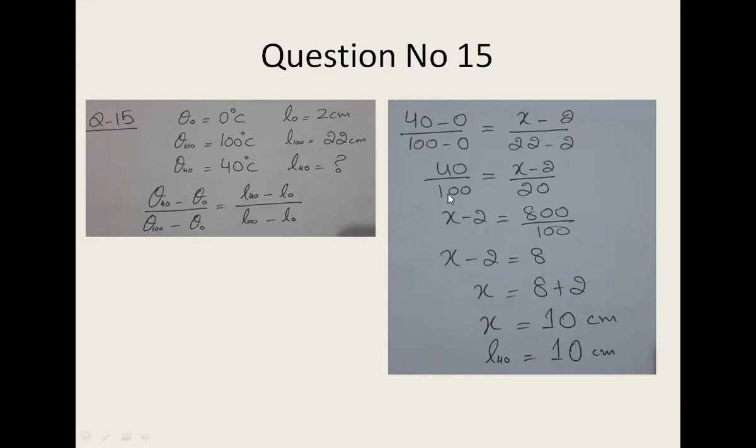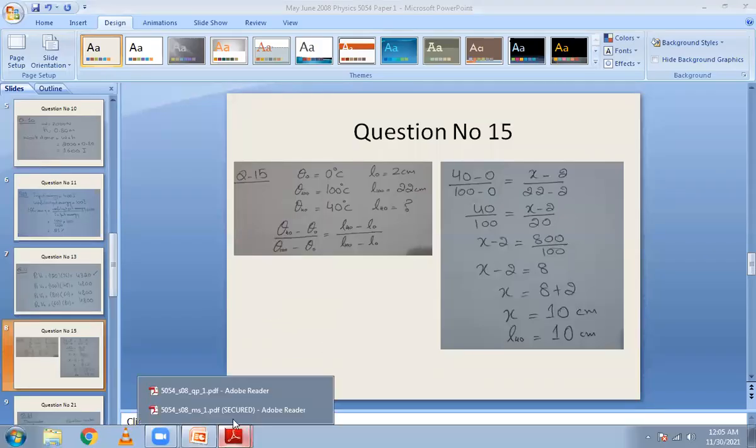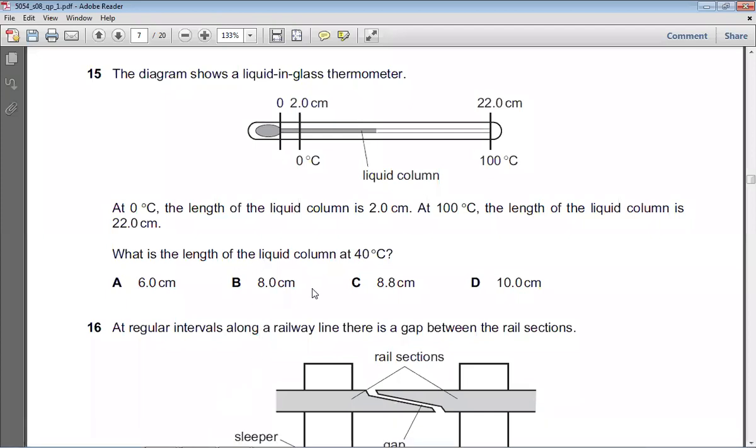So you will have 40 divided by 100 equals X minus 2 divided by 20. So X minus 2 will be equal to 800 divided by 100, and you will have X minus 2 equals 8. So X will be equal to 8 plus 2. X will be equal to 10 centimeter. So the length of the mercury column when the temperature is 40 will be 10 centimeter. The length of the mercury column will be 10 centimeter at the temperature of 40 degrees centigrade.